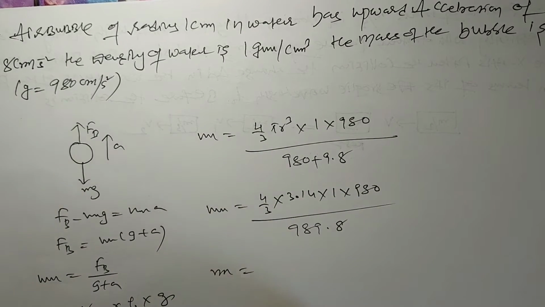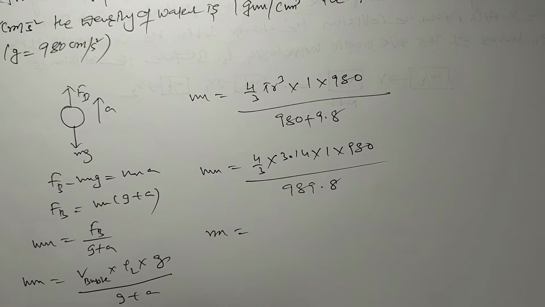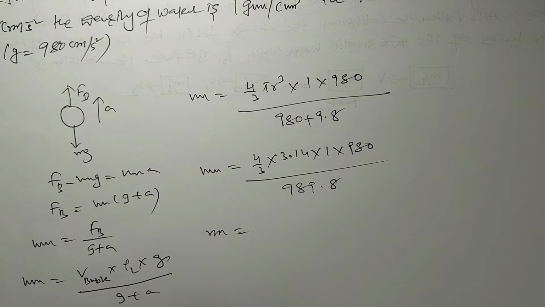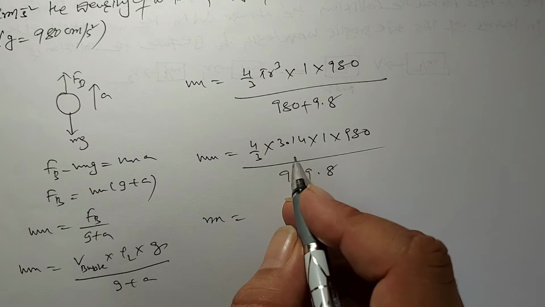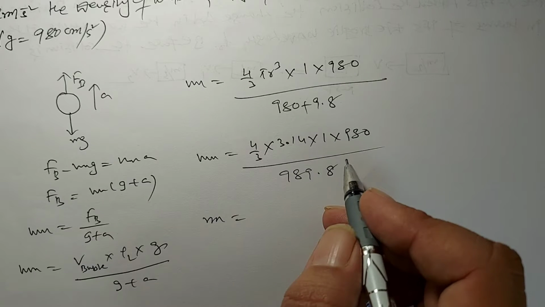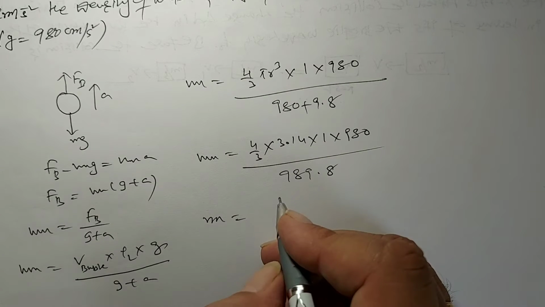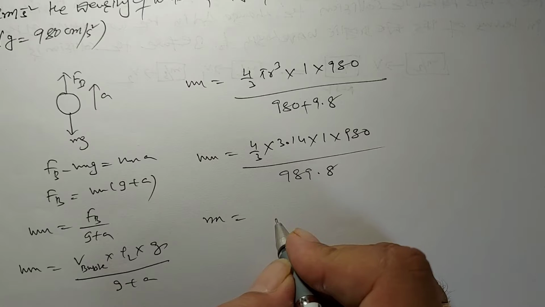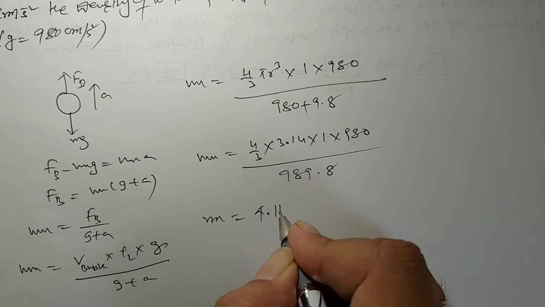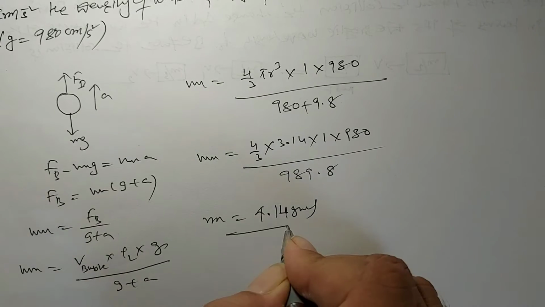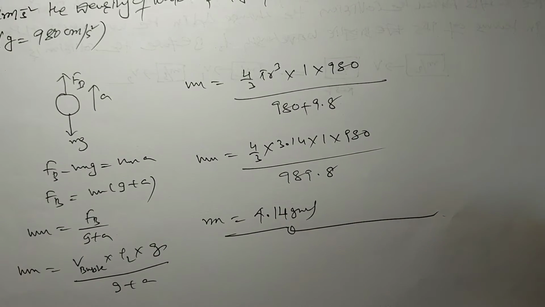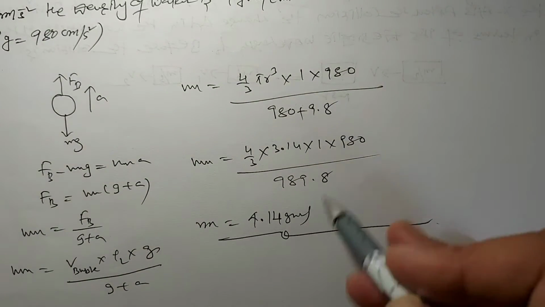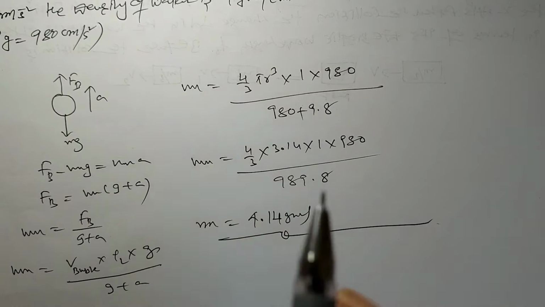So m is equal to... by doing the calculation, 4 by 3 into 3.14 into 1, we get the mass of the body as 4.14 grams. This is a tough problem from the calculation point of view. These calculations are difficult.